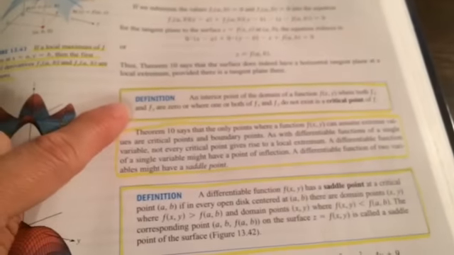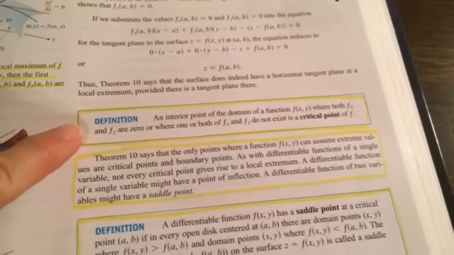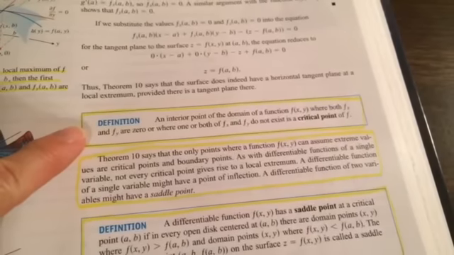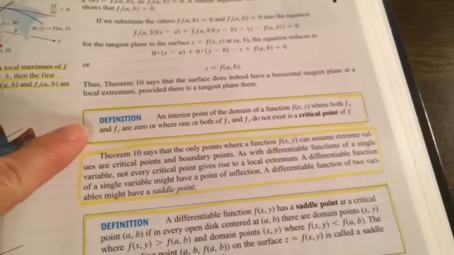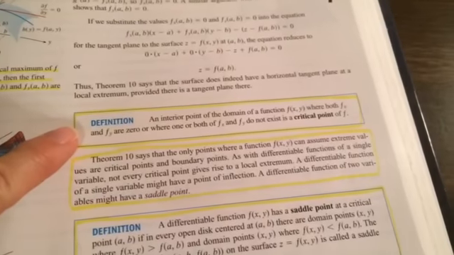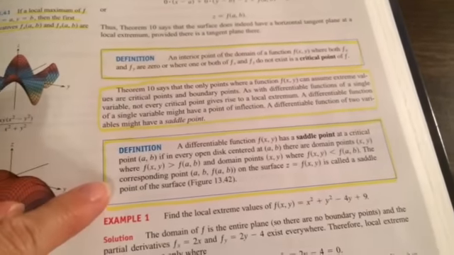And then here they talk about what a critical point is. A critical point is either where both the partial with respect to x and the partial with respect to y are 0, or where one or both of them do not exist. Okay, and then here's a little bit more information about critical points, and then here's the definition for a saddle point.